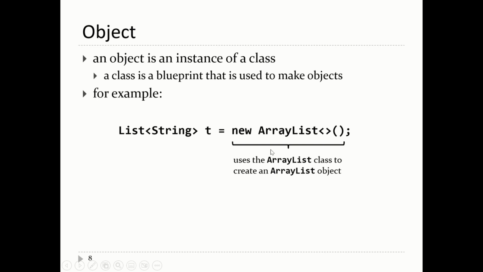So here's an example. If I want to make an array list object, I use the array list class to create an object. And I do that by calling a constructor with the new operator.